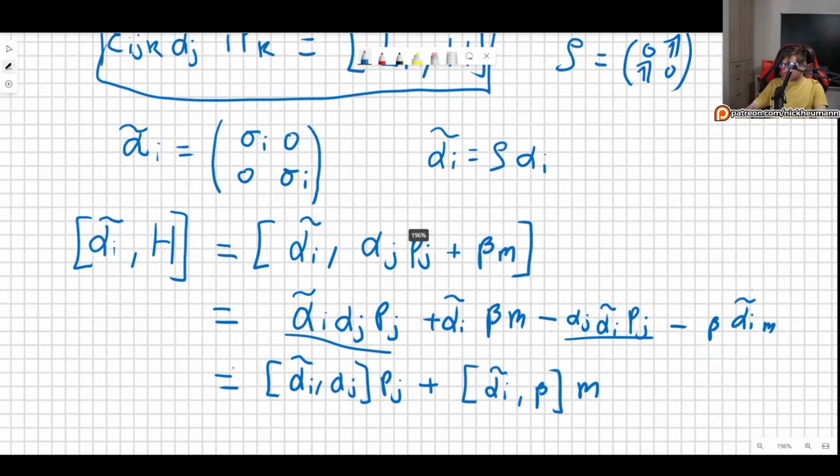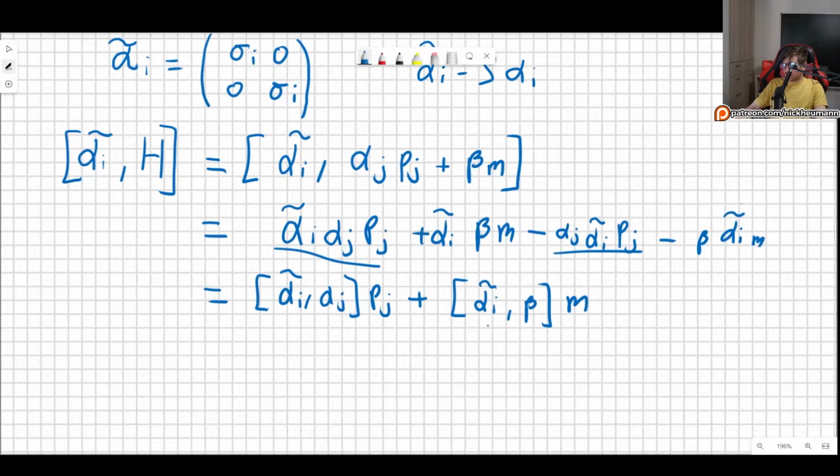So now we need to figure out what these commutators are. Of course, this is a step that you could have done. When you have the commutator between two different things, you can separate them, and you can also factor out those constants pj and m. So you could have just skipped this intermediate step, but in case you didn't know, well, there you are.